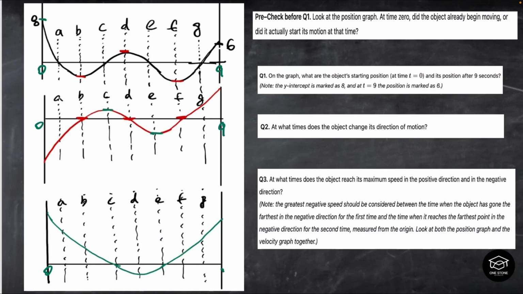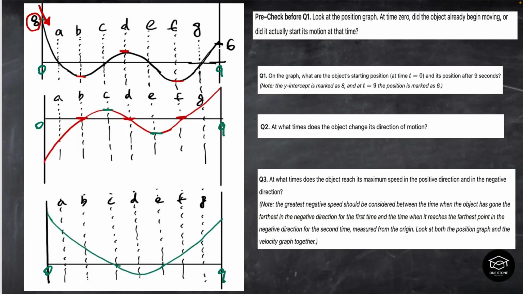Pre-check before question 1. Look at the position graph. At time 0, did the object already begin moving, or did it actually start its motion at that time? At time 0, the graph shows the position of the object at y equals 8, but the velocity at that time is not necessarily 0.